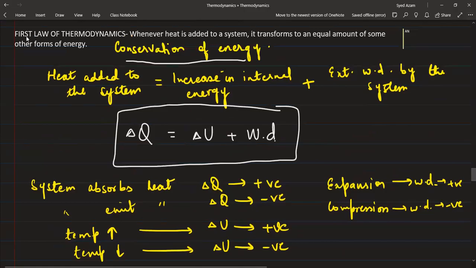You first write down the first law of thermodynamics. Okay, zeroth law we've already done. This is the first.